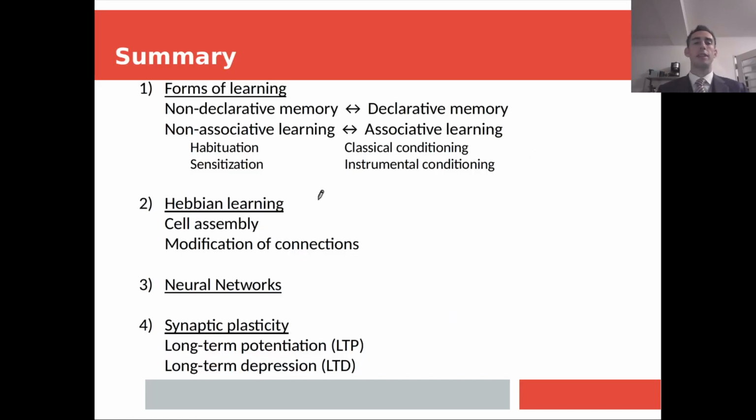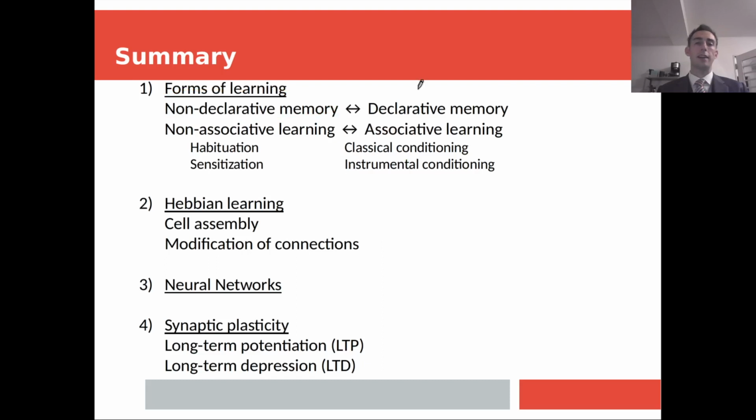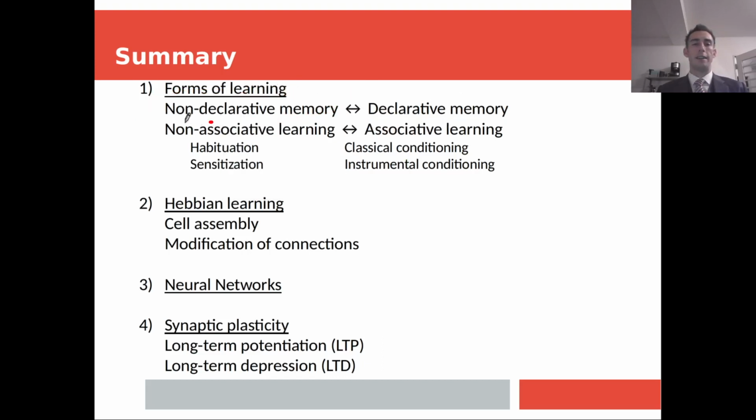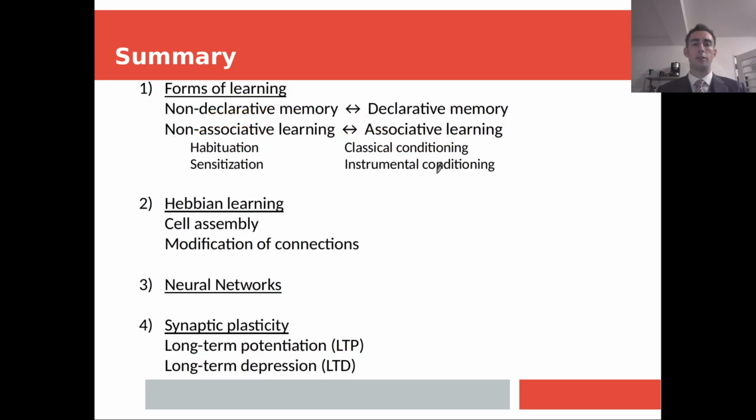Okay, so summary of today. We covered different forms of learning, especially non-declarative memory. I covered the different psychological separations of types of memory or learning. We talked about non-declarative memory versus declarative memory, and non-associative learning versus associative learning. Within these, we covered habituation and sensitization. We covered classical conditioning and instrumental conditioning as two types of associative learning.